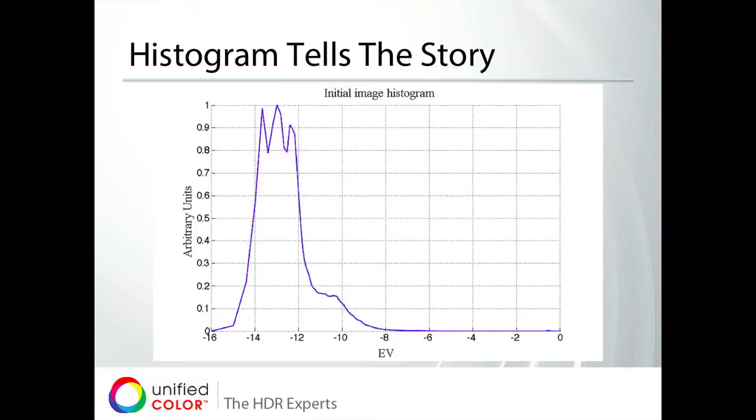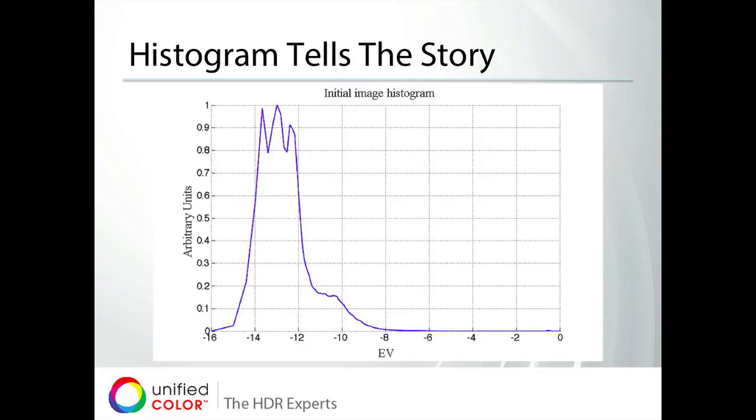So in order to explain how we get there, I want to start off talking about the histogram. You can tell a lot of information about your image by viewing the histogram. And HDR Express 2 shows you a true 32-bit histogram, where you can see how the histogram shape changes as you process and modify your image.